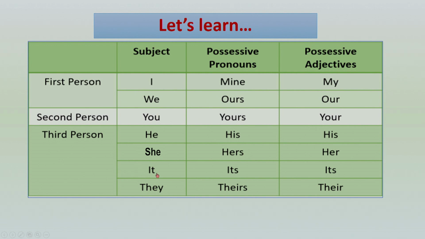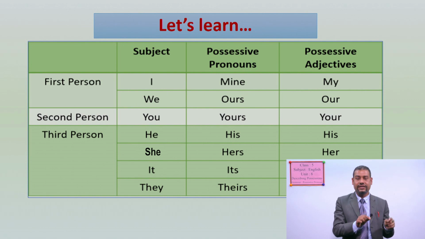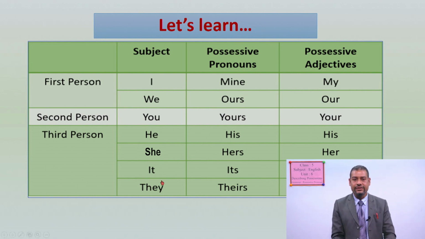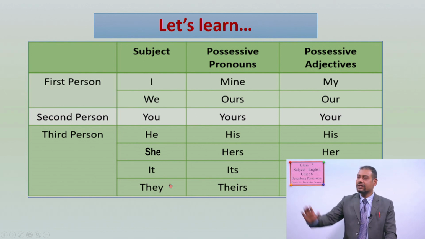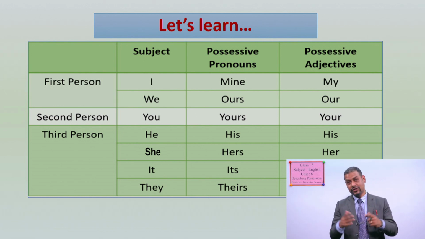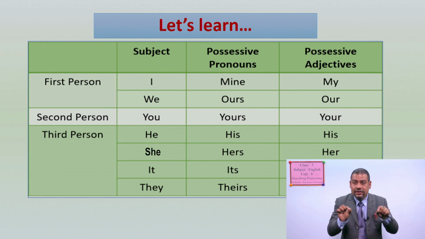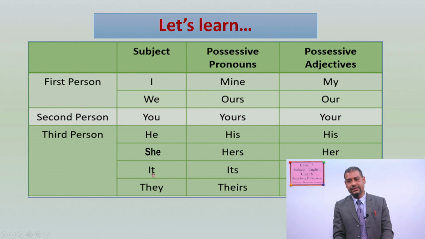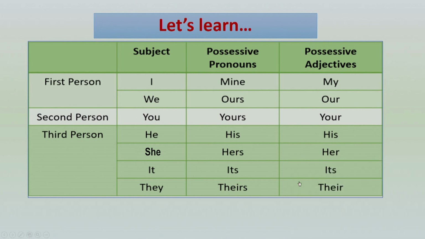And likewise, if you don't know whether that is a boy or a girl, if you don't know that is male or female, at that time you can use it. For example, you see a dog and you don't know whether that dog is a male or a female. At that time, you have to use it for the subject. And for possessive pronouns, you have to use its. And for possessive adjectives, also you have to use its.